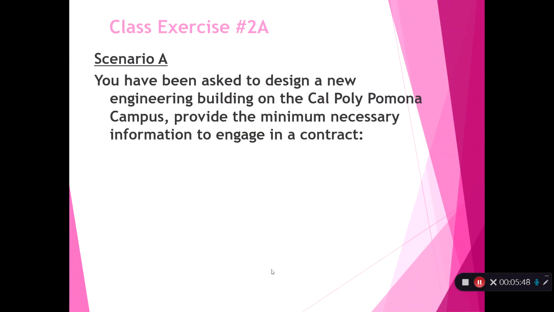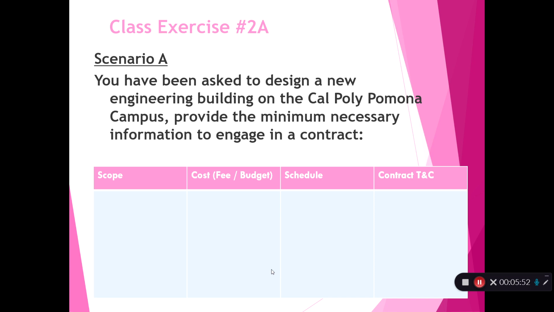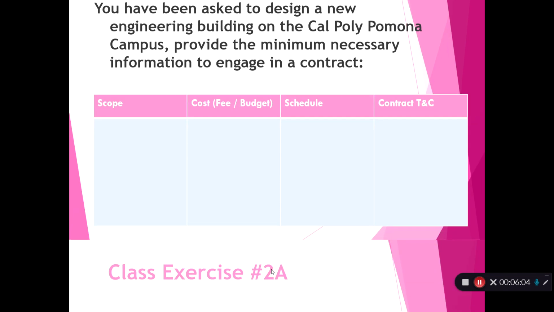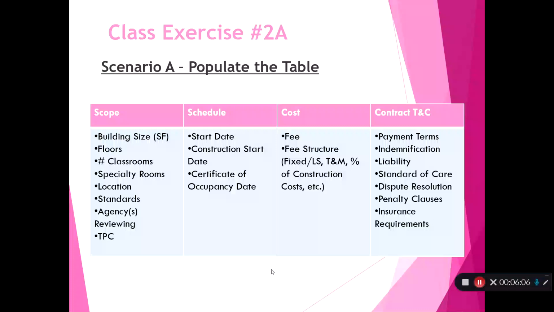Class exercise number 2. If you've been asked to design a new engineering building on the Cal Poly Pomona campus, how would you define scope, cost, schedule, and contract terms and conditions? Well, we could go through that and we would have a class exercise to do this, but this is what it would look like as we populate data into the table.